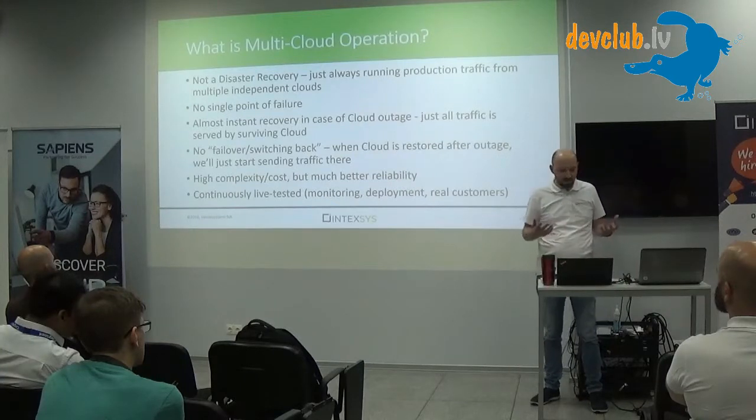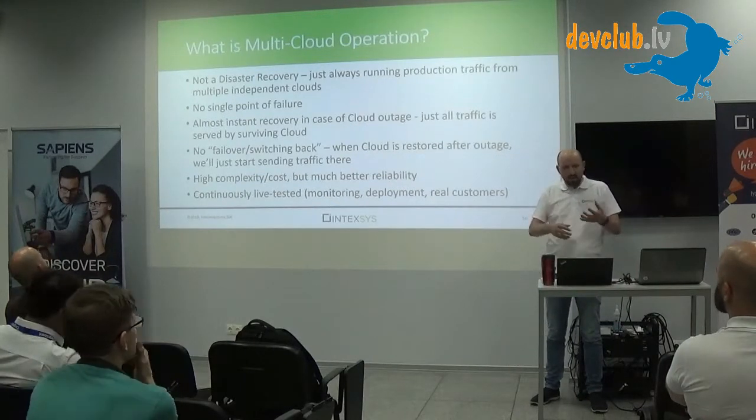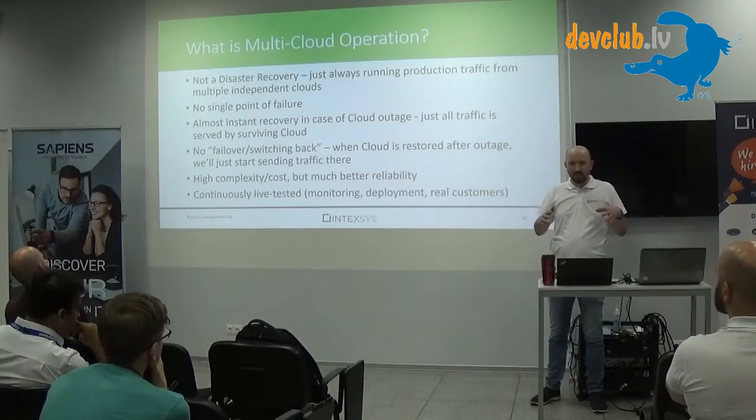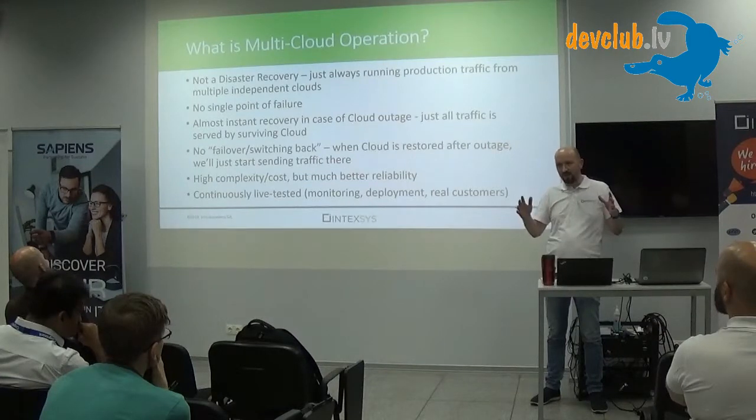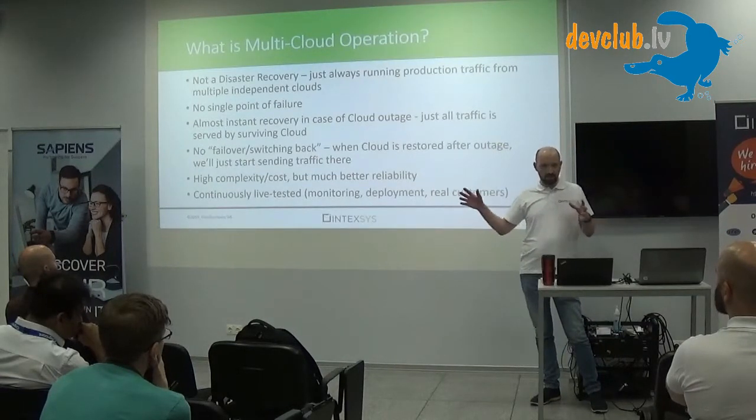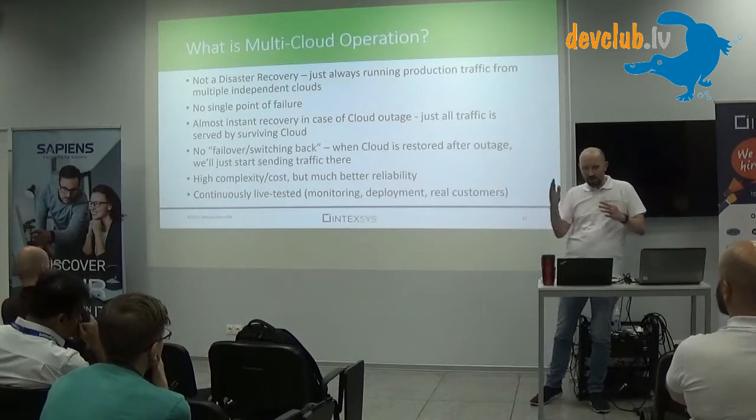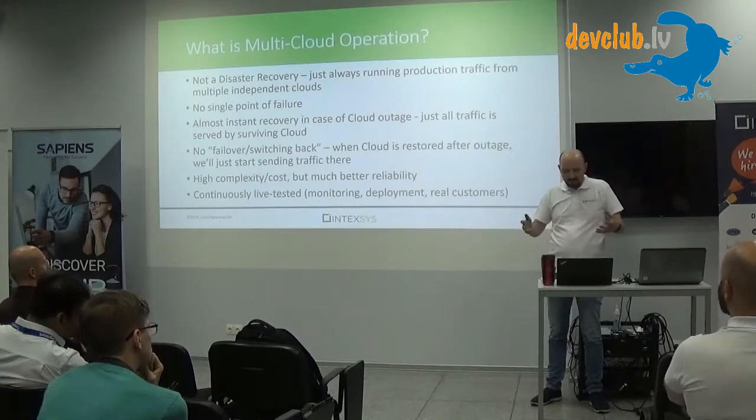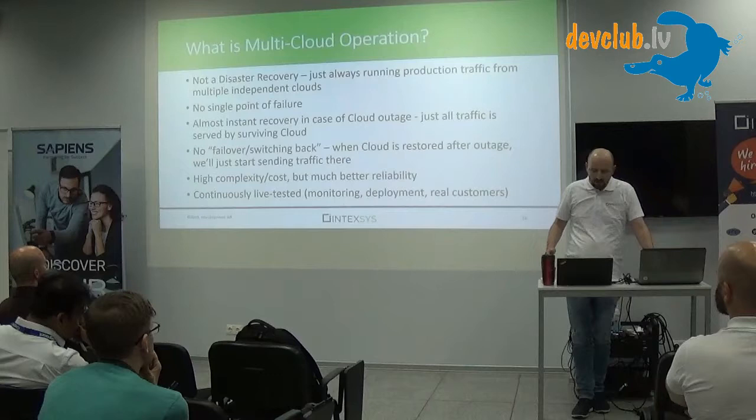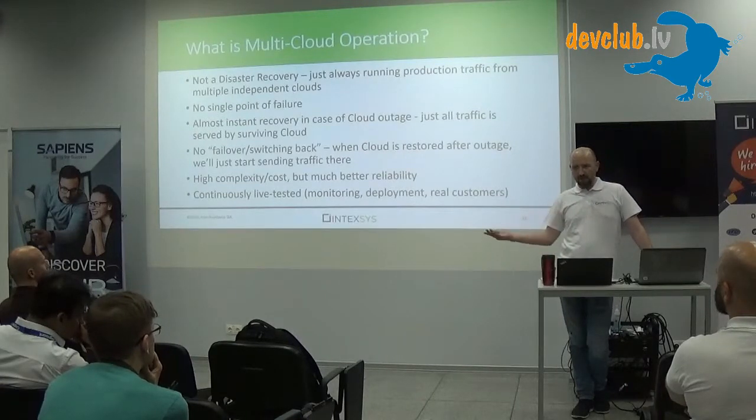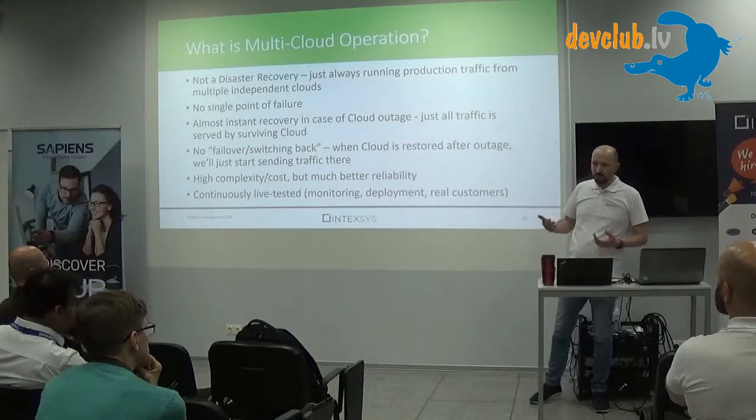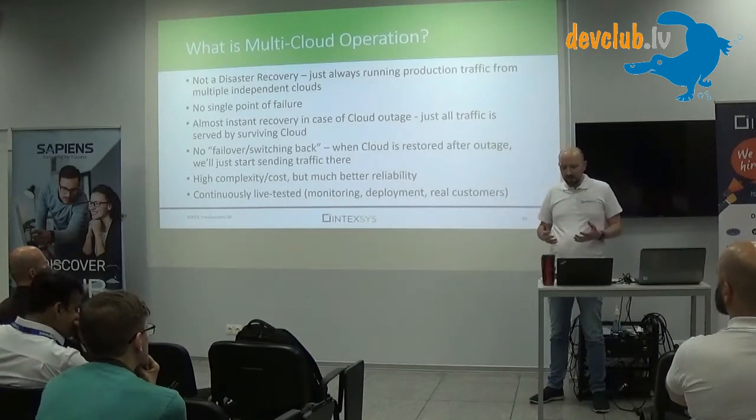So it's almost instant recovery. There is no recovery, it's just rerouting traffic. So the traffic is split, let's say 50-50 in a normal scenario, but in case of an outage of one of the clouds, we're just changing this proportion. It's just changing one number. It's not some specific operation of the route. There is no failover and switch back phase for the same reason. So it has high complexity and cost, comparable to hot standby, but it provides better reliability.